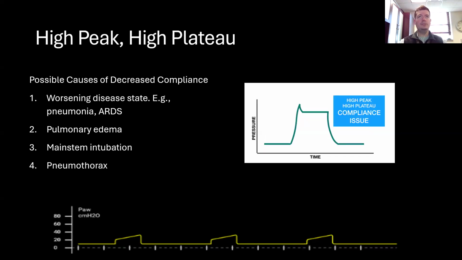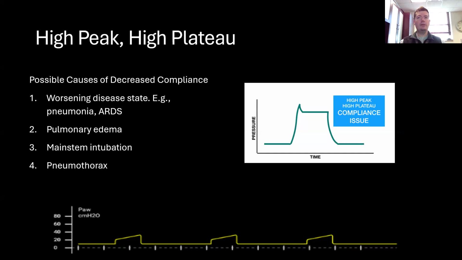The next situation we'll talk about is when both the peak and plateau pressures are elevated. This scenario suggests decreased lung compliance. Has the patient been getting progressively harder to oxygenate? They could be developing a worsening of an existing pneumonia or pulmonary edema, or perhaps they're developing a new condition like a ventilator-associated pneumonia, for example.